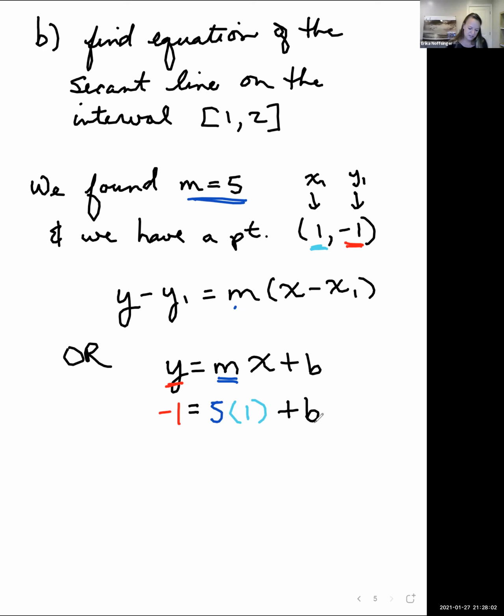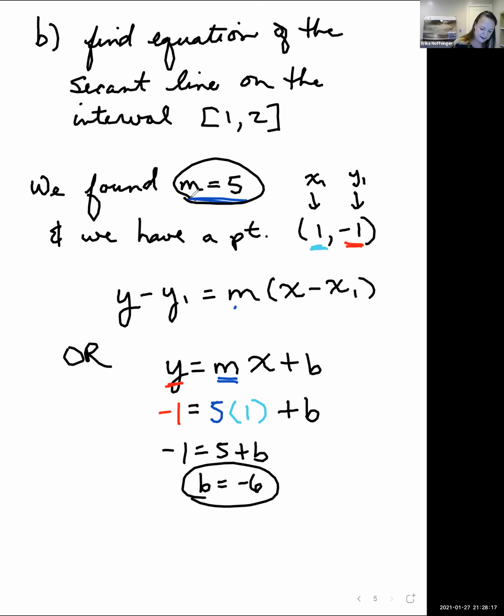So let's solve for b. I have -1 equals 5 plus b. Subtract 5 on both sides, I get b equals -6. So knowing b is -6, and my slope is positive 5, the equation of the secant line is y equals the slope, which is 5, times x plus b, so -6.